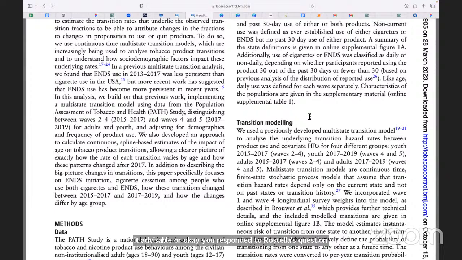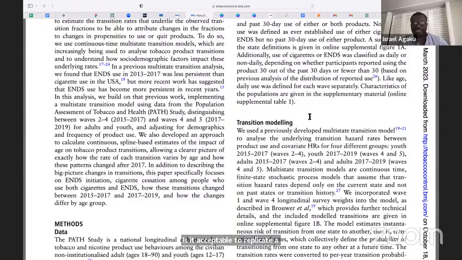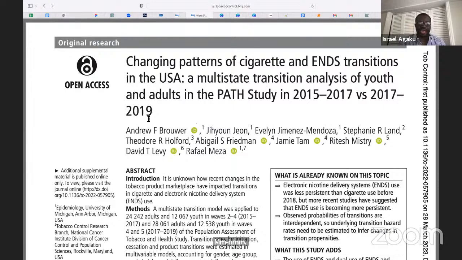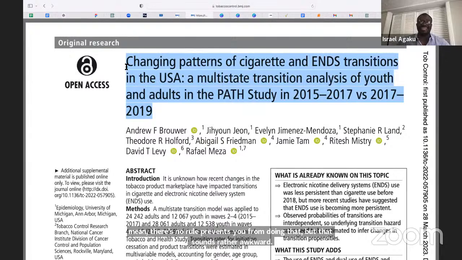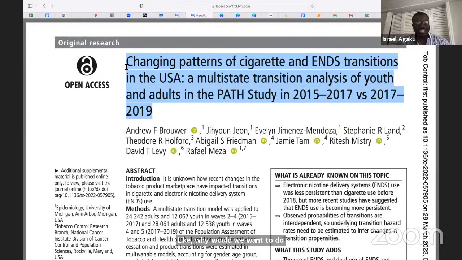Is it acceptable to replicate a study using the same title? To replicate the study with the same title? I'm not understanding the question. You're saying maybe somebody else has done work with this title and you want to do the exact same thing? I mean, there's no rule preventing you from doing that, but that sounds rather awkward. Maybe there's a grand reason I'm not understanding, but why would you want to use the exact same title as somebody else? But yeah, nothing is stopping you. There's obviously no restriction against that, but it feels a bit awkward.